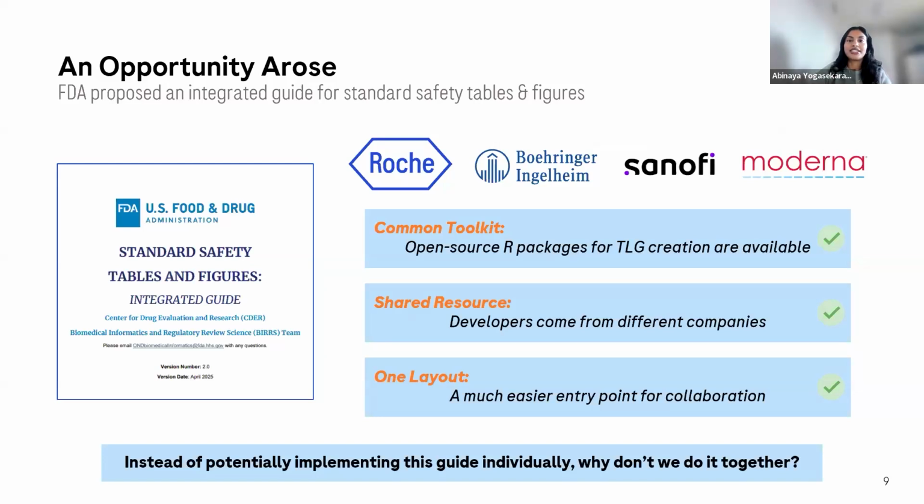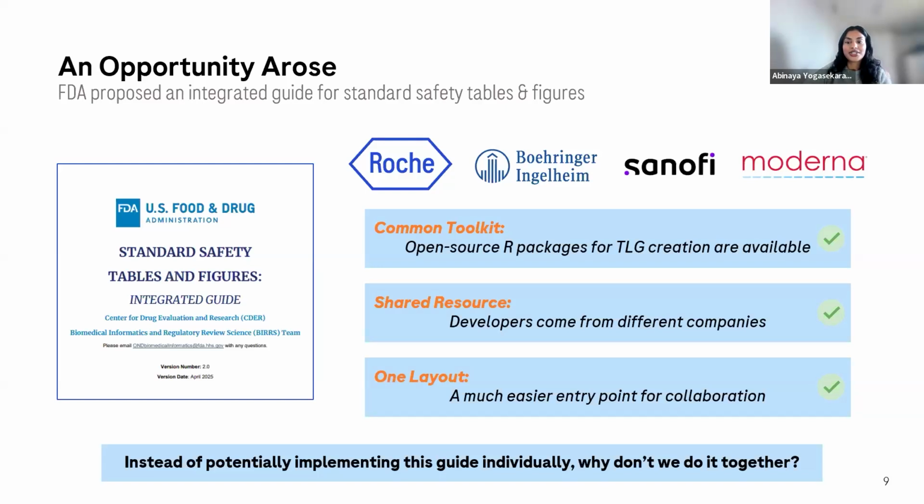So instead of potentially implementing this guide individually, we wanted to work on it together. We wanted to make sure that there was a cohesive set of TLG layouts, and we're capitalizing on the establishment of these standards, and making sure that we're equipped to create these tables. The benefits being that we have a common toolkit, so we're using open source packages to create these tables. They're available on CRAN. They have many open channels for communication and making sure that feedback loop is locked in.